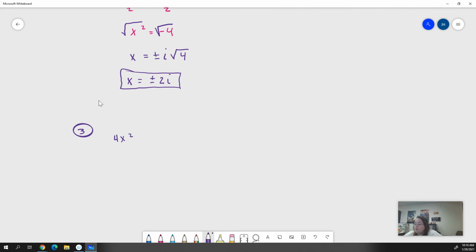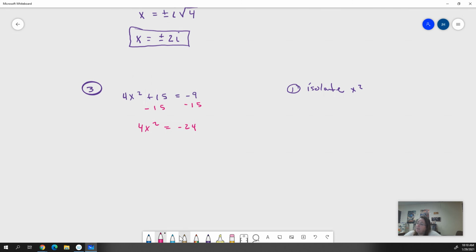Here I have 4x squared plus 15 equals -9. First thing we're going to do, isolate, right? We're going to get that x squared all by itself. We're going to do that by undoing everything being done. So we're going to start by subtracting 15 from both sides. And we will get 4x squared equals -24.